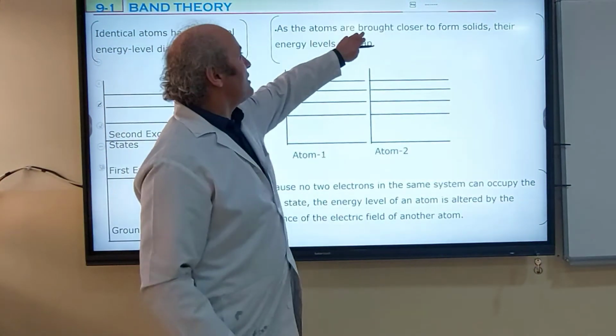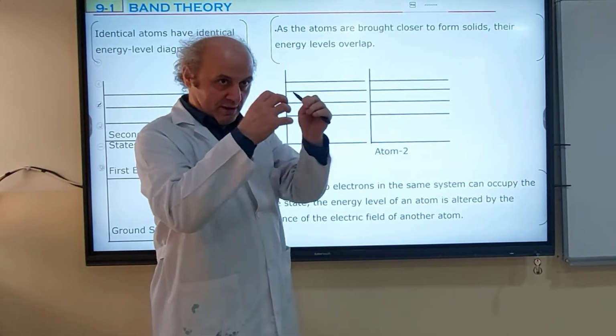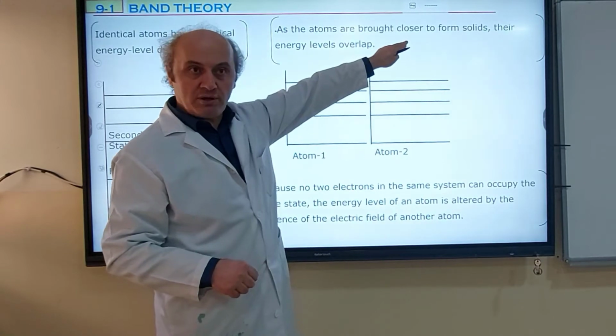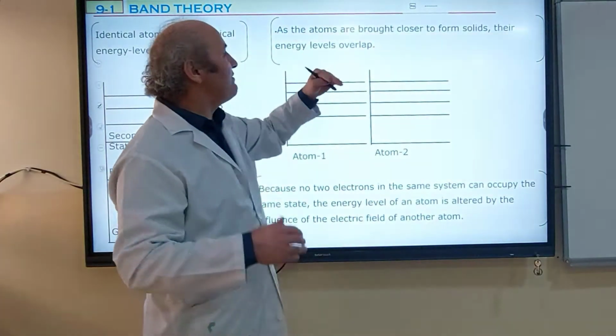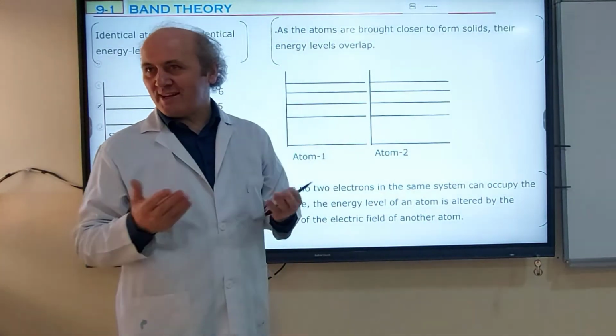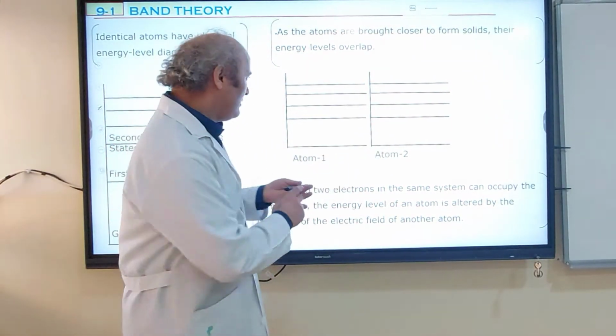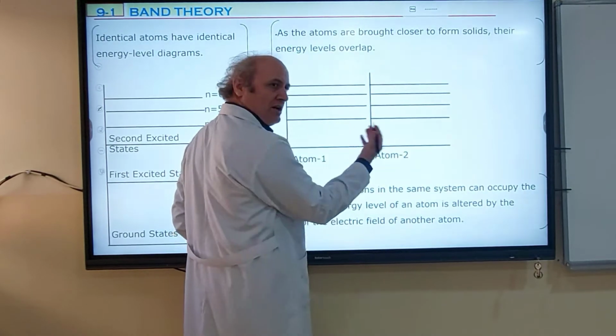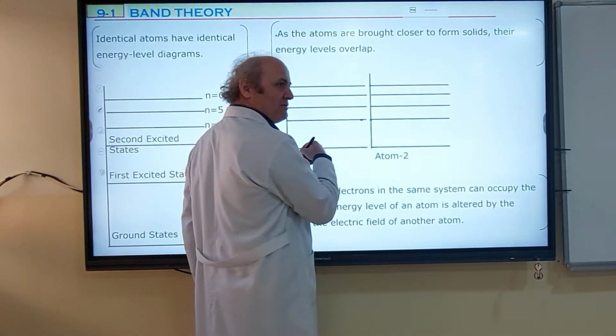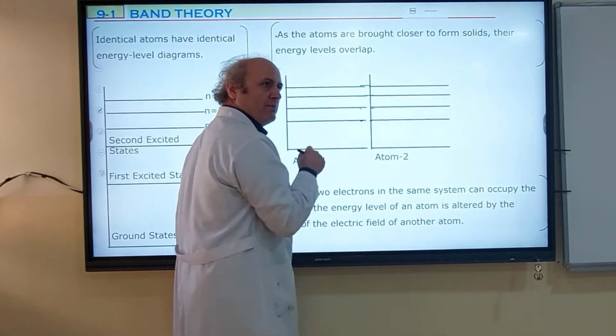So, as the atoms are brought closer to form a solid, their energy levels overlap because they are the same type of atoms. Atom 1, atom 2: ground state, same energy. First energy level, second energy level, same. Third, same. Fourth, same. Fifth, same.